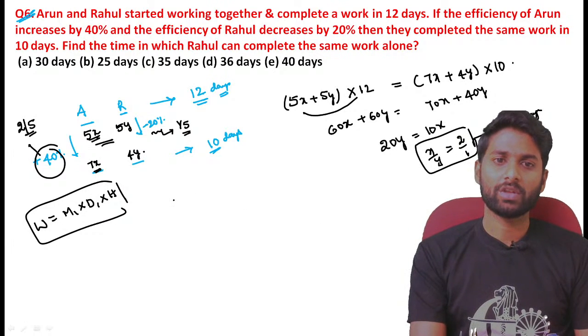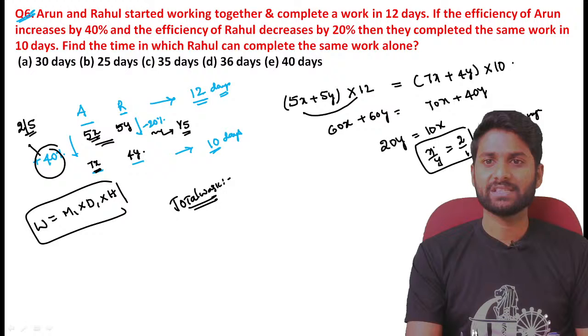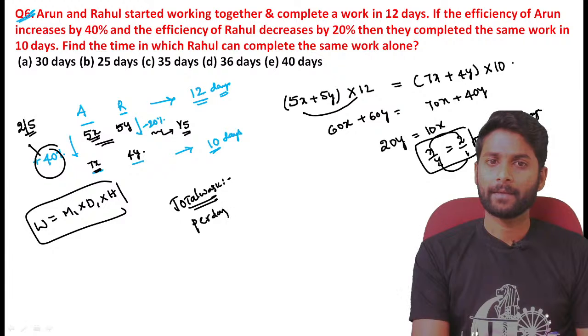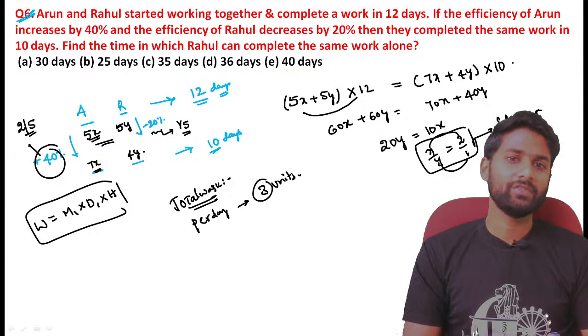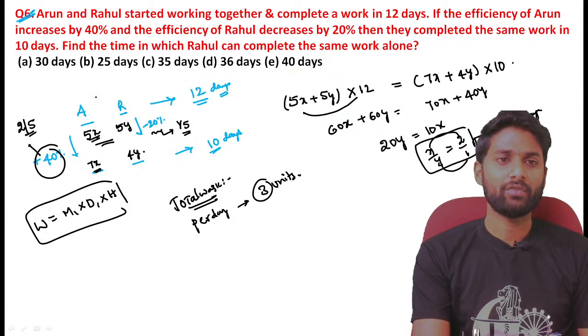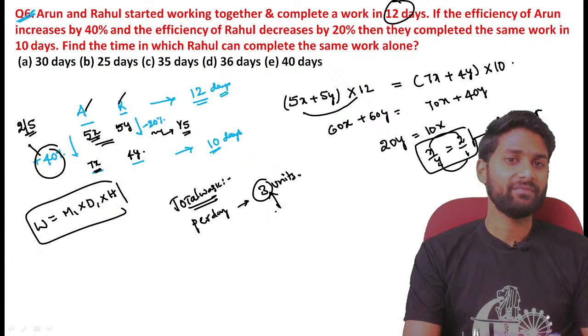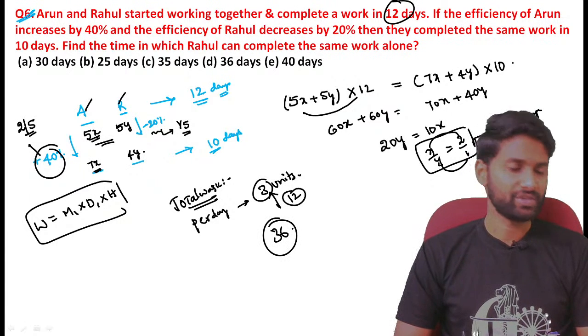Now we want the total work. See, X was doing 2 units, Y was doing 1 unit per day. Per day, they are doing 3 units of work. Initially, if they are working with their own efficiency, the work is completed in 12 days. They are performing 3 units per day with both efficiencies. The work is completed in 12 days, which means the total work is exactly equal to 36 units of work.